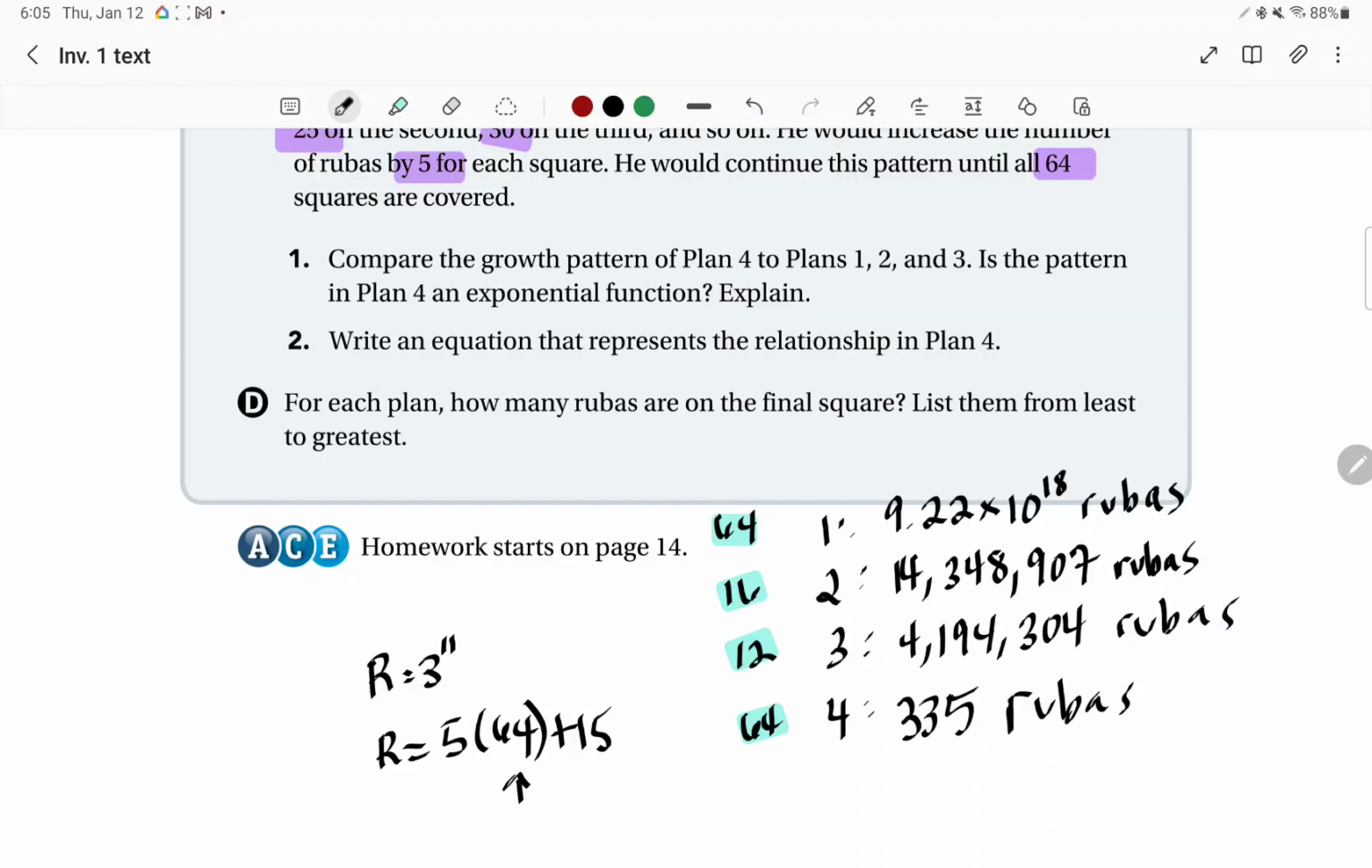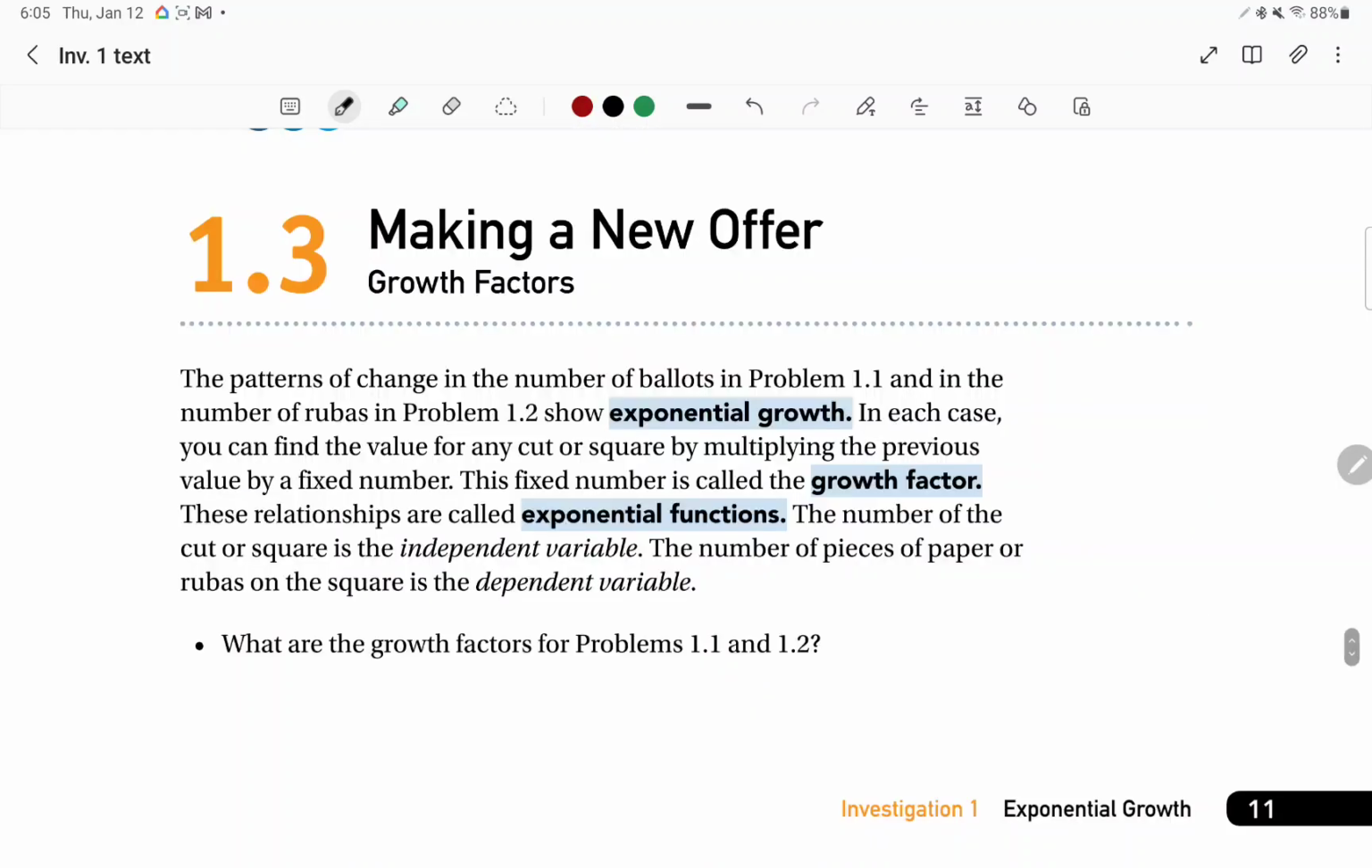So you can see the peasant's not going to want to choose anything but plan 1, where she will be rich out of her mind, but plans 2 and 3 would be okay. And if we listed them from least to greatest, it would actually be backwards. So you should have plan 4, then 3, then 2, then 1, if you're listing them from least to greatest. And that is it for 1.3, making a new offer.